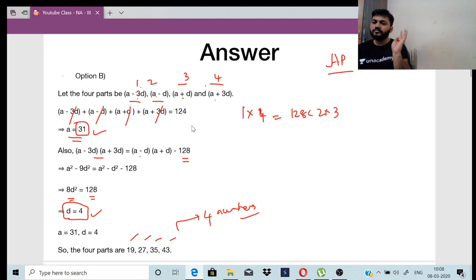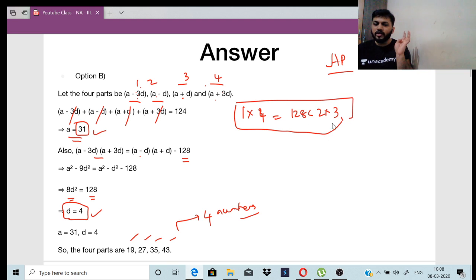So formulate it. You will get A's value. Now go by the given condition, right? The product of first and 4 numbers is 128 less than the product of second and third. From that condition you will get D and A. Substitute A and D accordingly. You'll get the 4 numbers, right? Got it? It got late, right? Anyways, you got the answer, right?